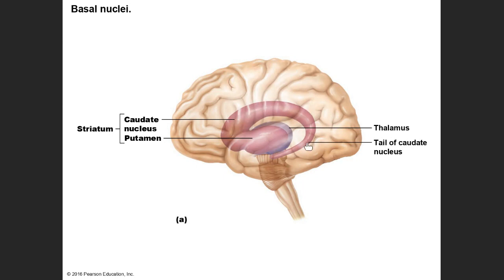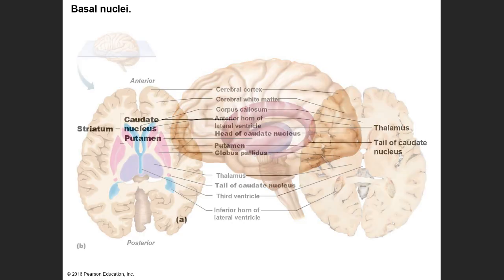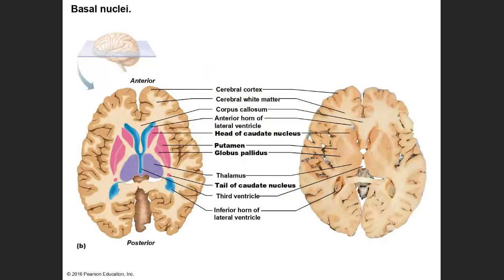You have the caudate nucleus, which is the anterior part here. You have the tail of the caudate down here. It looks like a tail. And then you have the putamen. Just behind this putamen, in this other purple color, you can see that the thalamus is there. So the thalamus is going to be related here as well, just due to close proximity.